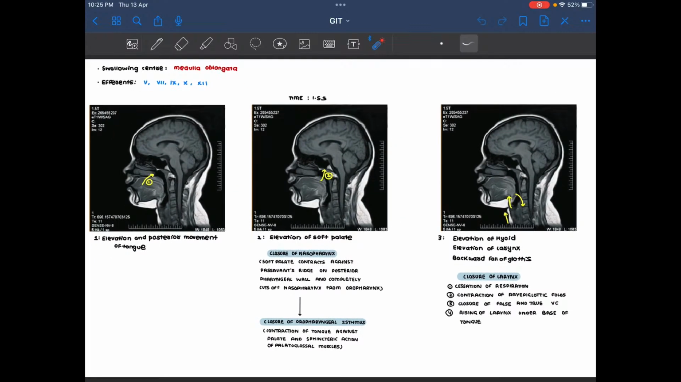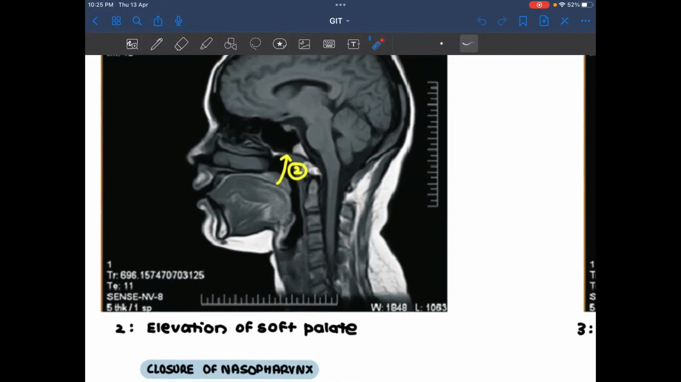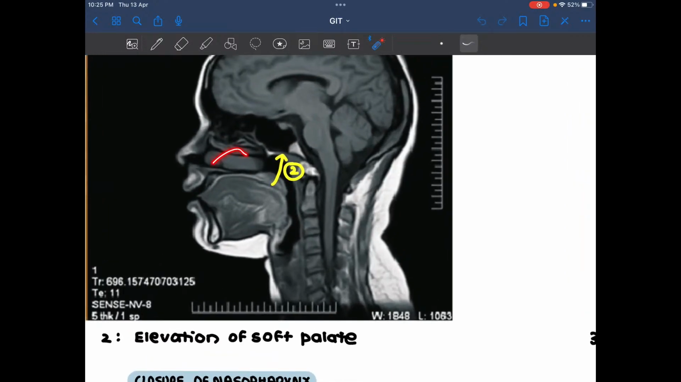So that's the second stuff that happens. What happens next of all? The oropharyngeal portion, that also gets closed down. So you have the closure of the oropharyngeal isthmus. You have the upward liftment of the soft palate, which contacts with the Passavant's ridge as well. So that closes as well.